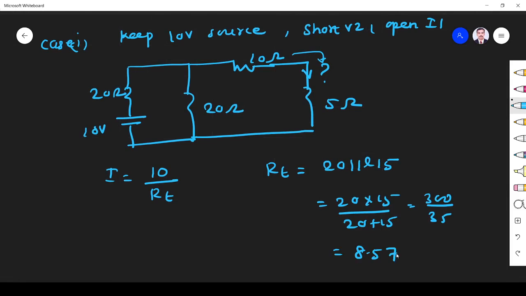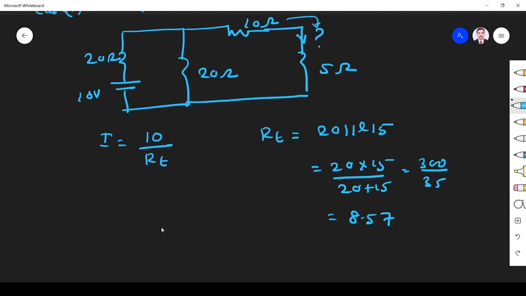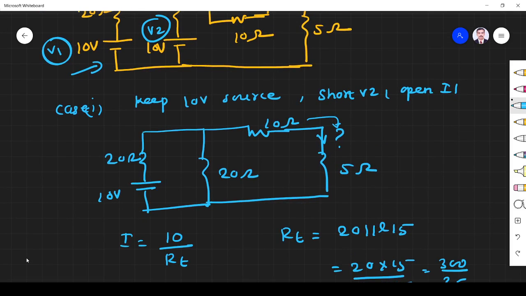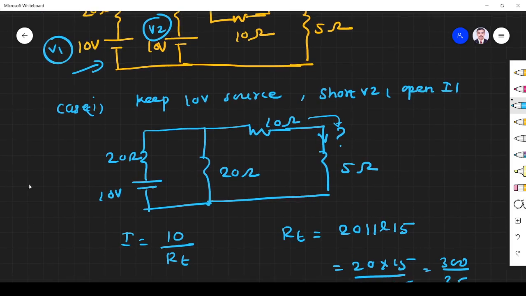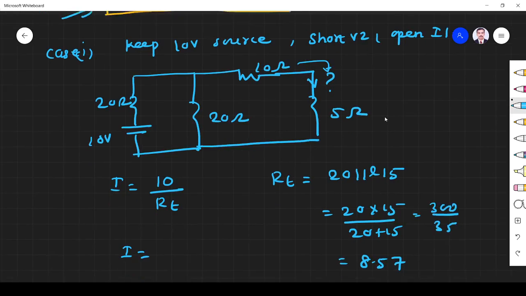Fine. So 8.57, and next, right. Okay, next what we have to do, I is equal to... so what will happen? All right, sorry, I made a little bit of a mistake here, right? Okay, what happens here? Swap, and this will be connected.